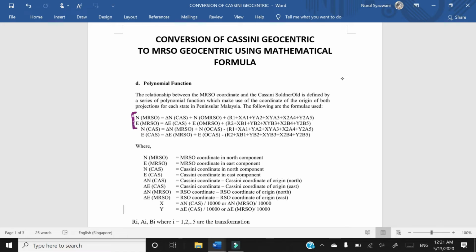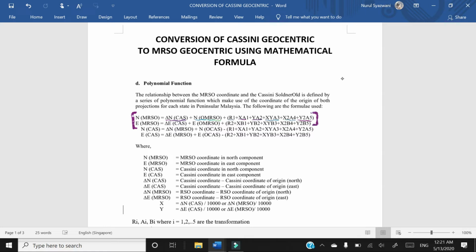So, we are going to use the first and the second formula, where the first line of the formula is for northing MRSO. For the second line, it is for easting MRSO. Looking at the first line of the formula, for northing MRSO, we need delta northing Cassini plus northing origin MRSO plus R1 plus XA1 plus YA2 plus XYA3 plus X²A4 plus Y²A5.